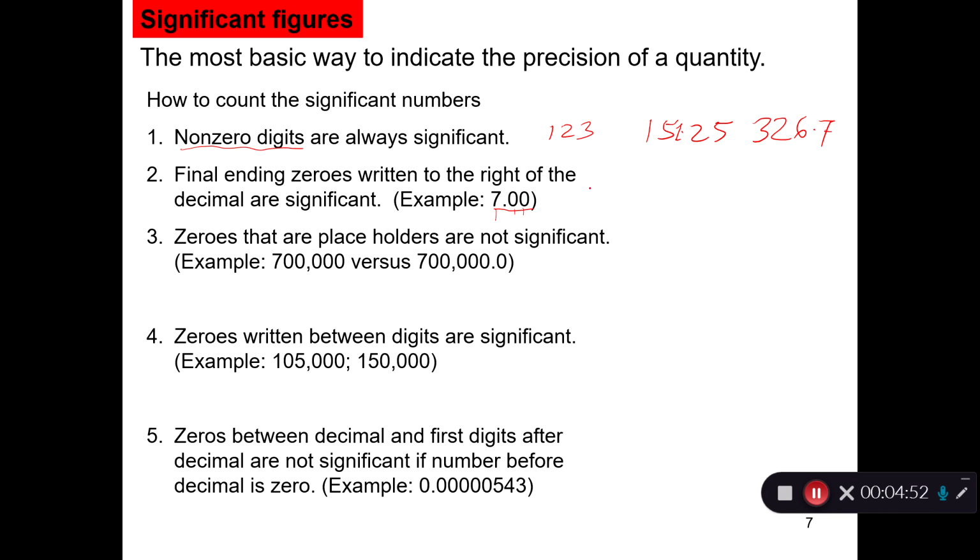So if I write 2.30, then this 0 is on the right side of the decimal, so it is also significant. There are two non-zero digits, so 2, 3 and 0 are all significant, so it has 3 significant figures.